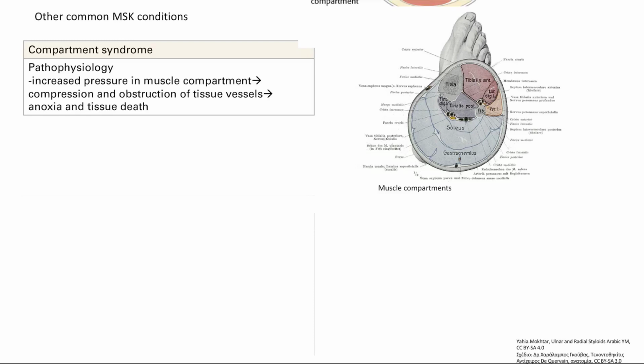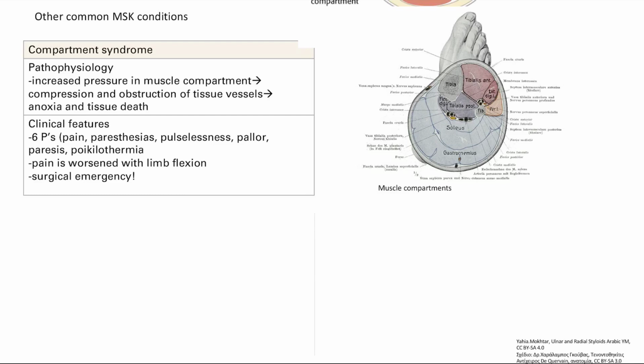There's 6 P's to remember in compartment syndrome. Pain, paresthesias, which is loss of sensation. Pulselessness, again remember, obstruction of your blood vessels, so you get pulseless. Pallor, again, also relates to the blood vessels. Paresis, which means you can't move the muscle, because there's also nerves in here that get compressed, as you can see here. And poikilothermia. It's a fancy word for the limb is too cool.